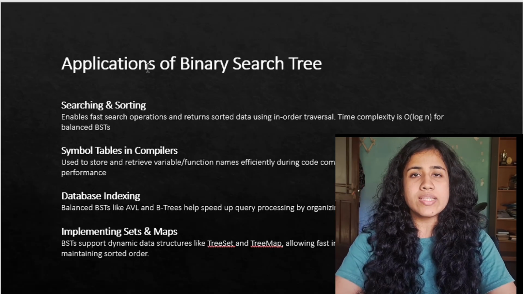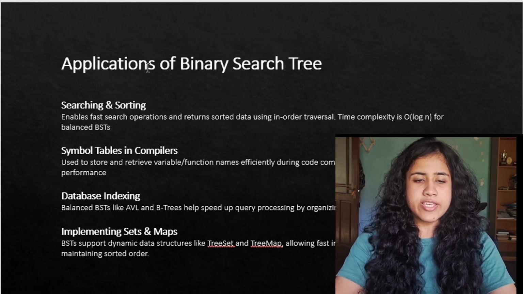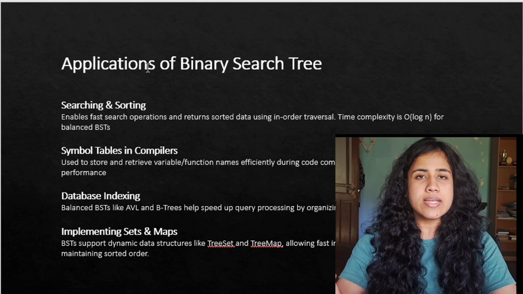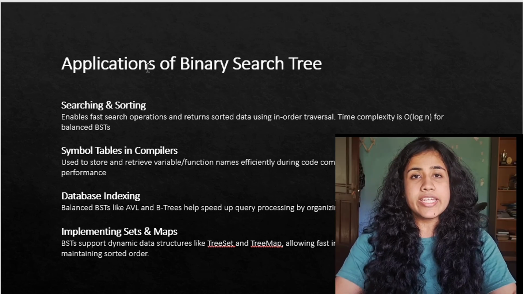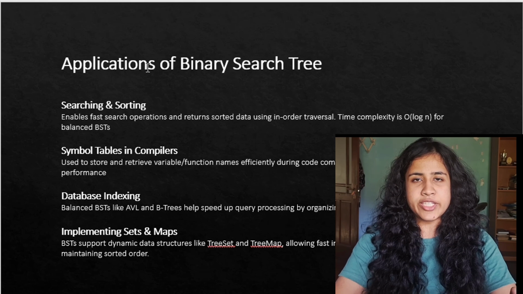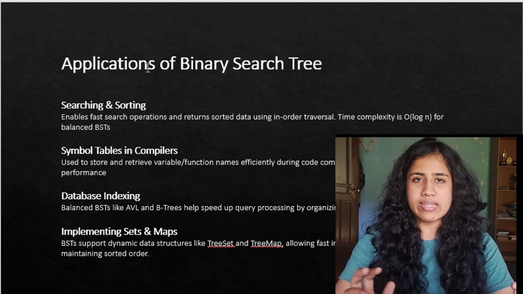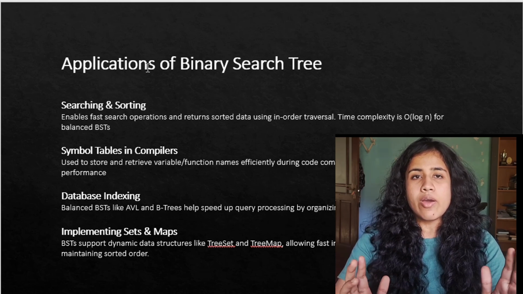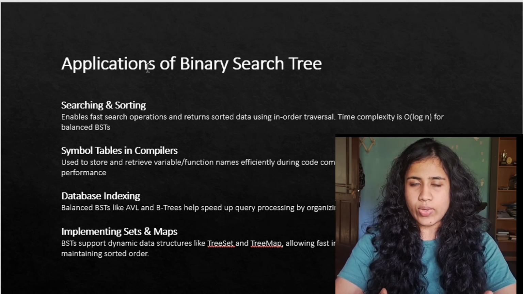So now we'll talk about the applications of a binary search tree: searching and sorting, symbol tables in compilers, database indexing, implementing sets and maps. In searching and sorting, it enables fast search operations and returns sorted output using in-order traversal. Since the tree is ordered in a particular way, we can easily find a node or a value, delete it easily, and also insert a new element easily as well.